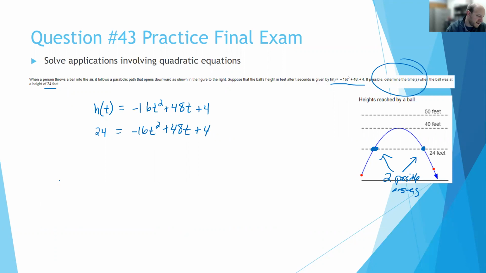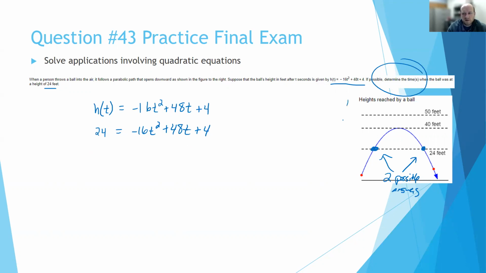So some of you guys I noticed on your chapter 11 tests were plugging in 24 for t. You wouldn't do that, because t is the time. h of t is the height at a given time. So you plug 24 in, h of t becomes 24. Okay, think of that as your y value. You're trying to find the x value.